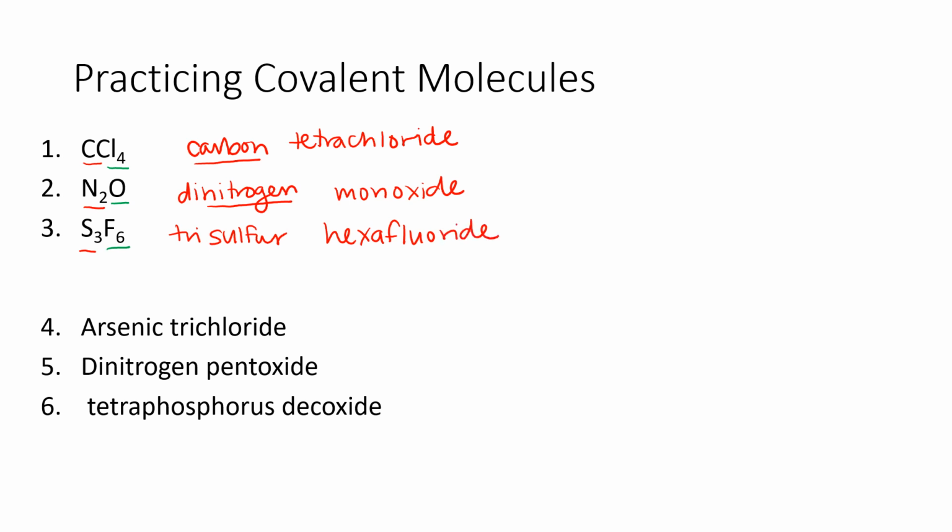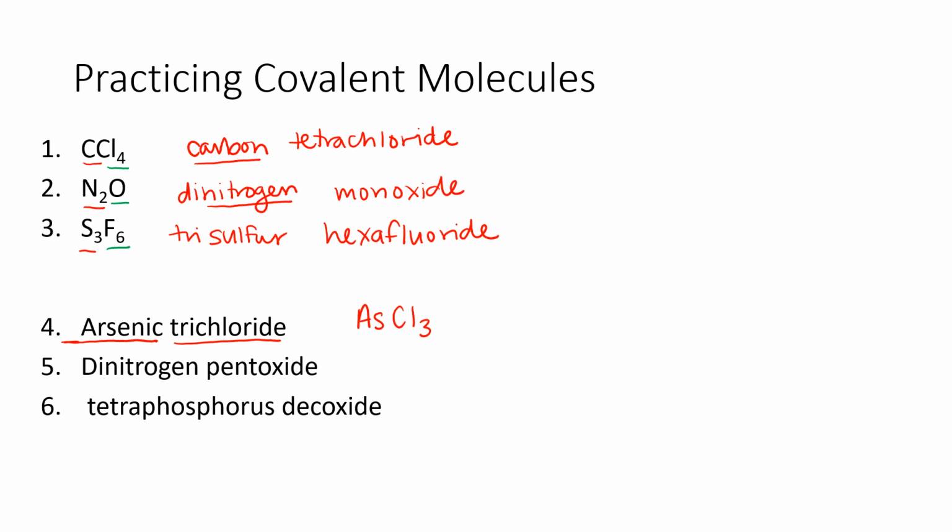All right, so now we've gone from formula to name. Let's look at going the other way. So arsenic trichloride, because there's no prefix here, this tells us that we're looking at just 1 arsenic. So we have As. And then trichloride tells us we're looking at 3 chlorines. So again, we're not dealing with charges, we're not dealing with crisscrossing. Whatever the prefix is telling us, that's how many atoms of that element are in the molecule.